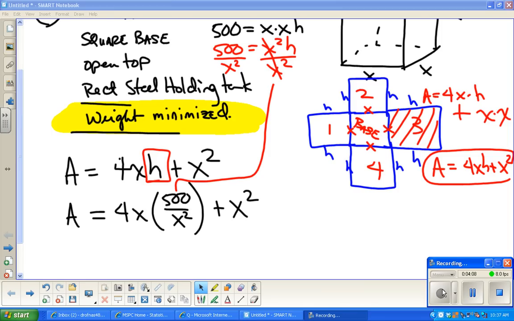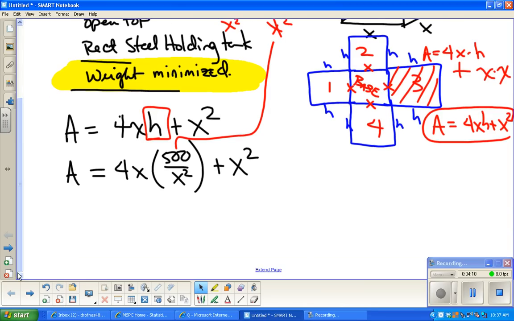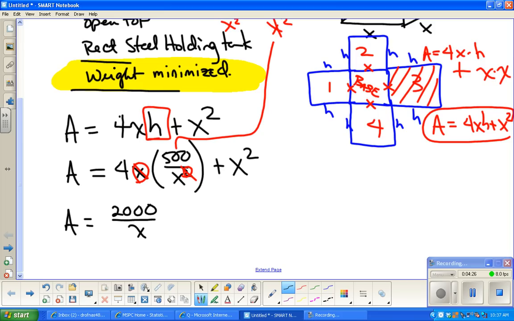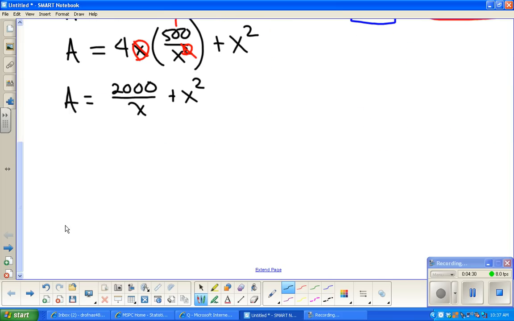At this point we want to minimize area, and I have an equation that I can work with. I'm going to clean this up a little bit. This x will divide out of the numerator and the denominator, so this is now really 2,000 over x plus x squared. I'm going to write it one more time, and then we'll start doing the derivative. This is 2,000 x to the negative 1 plus x squared.